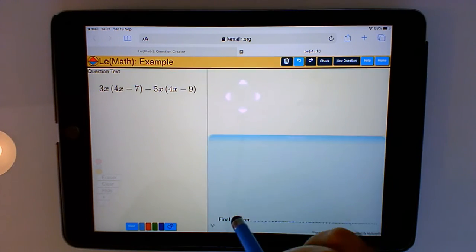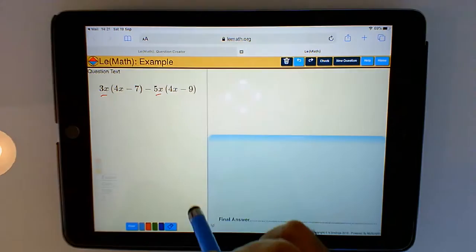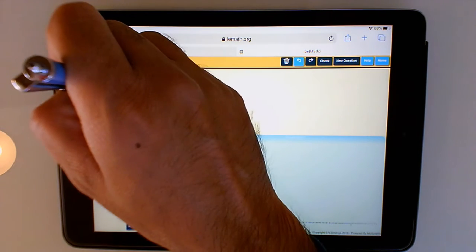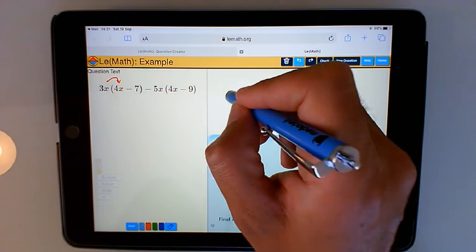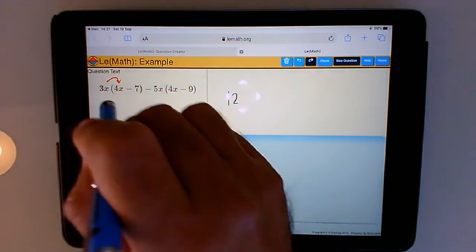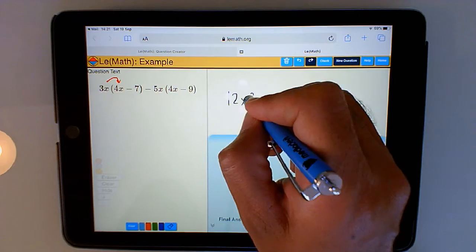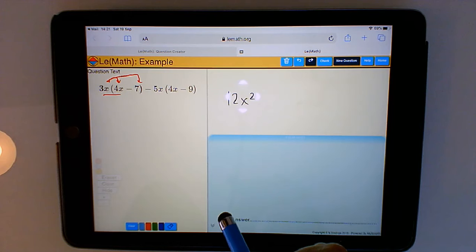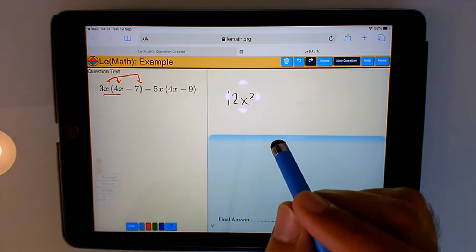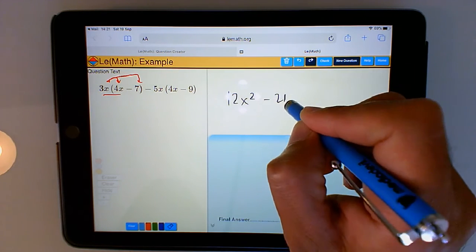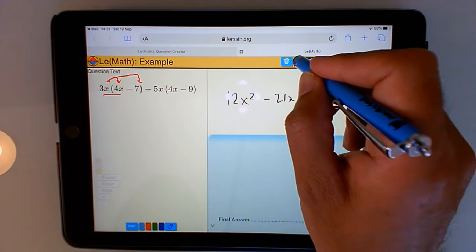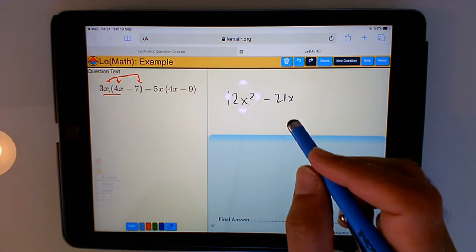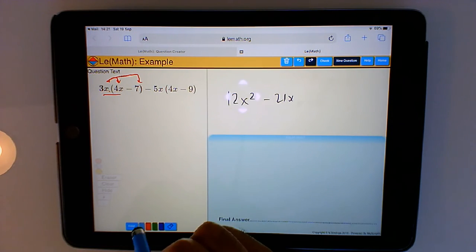Okay, this one's a bit different because you've got x's on the outside. So we just need to think about how we multiply x's. So we've got 3x times 4x. Well, 3 times 4 is 12, so let me write that first. And then x times x is just x squared. So that's the first two multiplied. Then we need to do 3x times minus 7. Well, 3 times minus 7 is minus 21, but then you have to put an x on the end, because the x is going to multiply the minus 21. So that's the first bracket done.